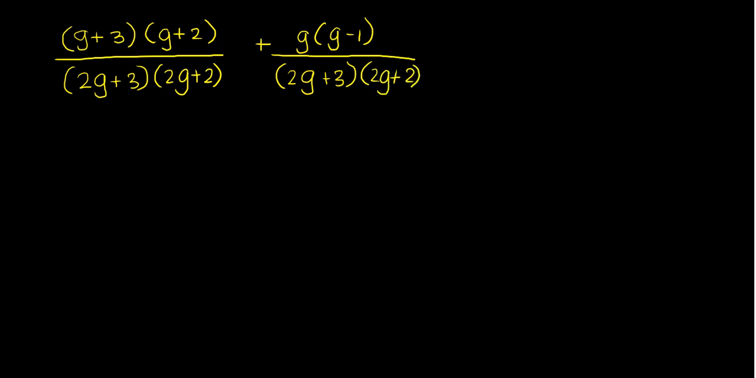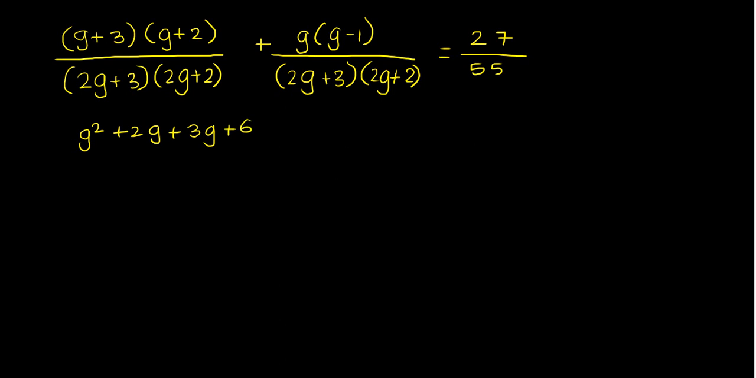Might need a few pages for this one. Seems quite a lengthy question. Right, let's see. So let's expand the first bracket. g times g gives you g squared, and then g times 2 is 2g, plus 3 times g is 3g, and 3 times 2 is 6.